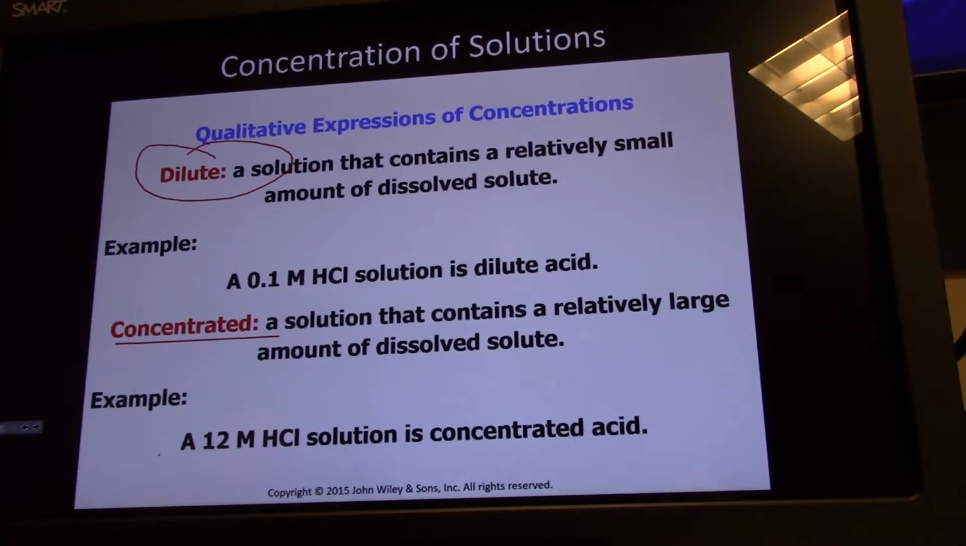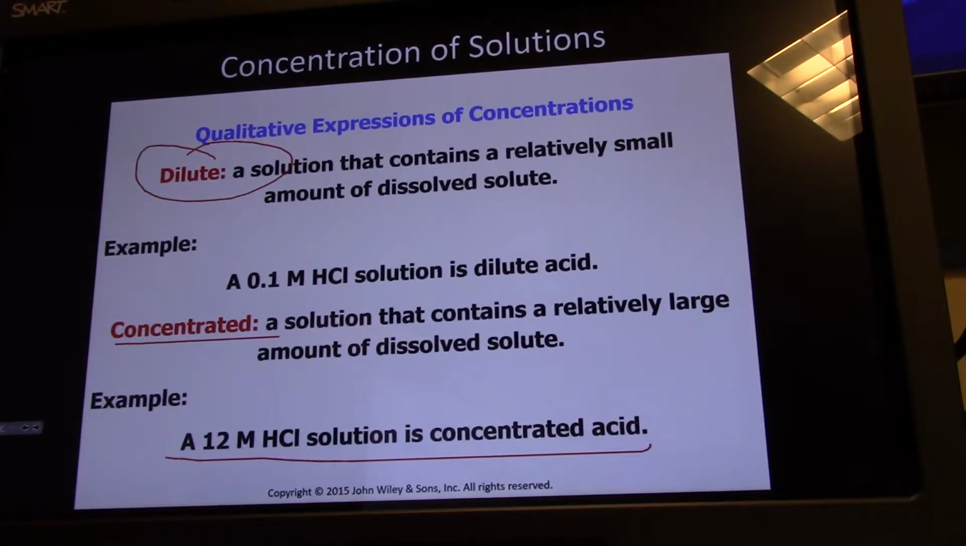And so for hydrochloric acid, concentrated HCl is about 12 molar. Anything less than 12 molar is dilute. So concentrated always means 12 molar. And because the word always means the same thing, it's a useful word. But 11 molar would be dilute. 10 molar would be dilute. 9 molar would be dilute. 8 molar would be dilute. 5 molar would be dilute. 1 molar would be dilute.